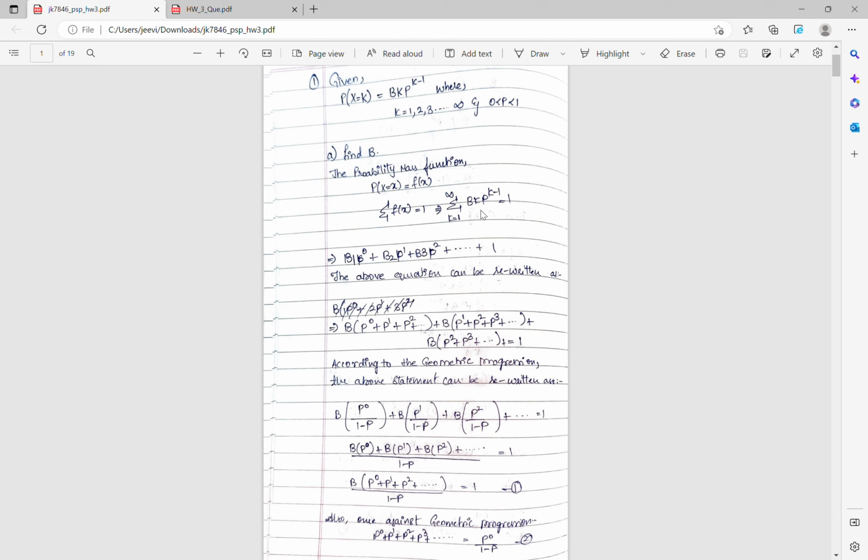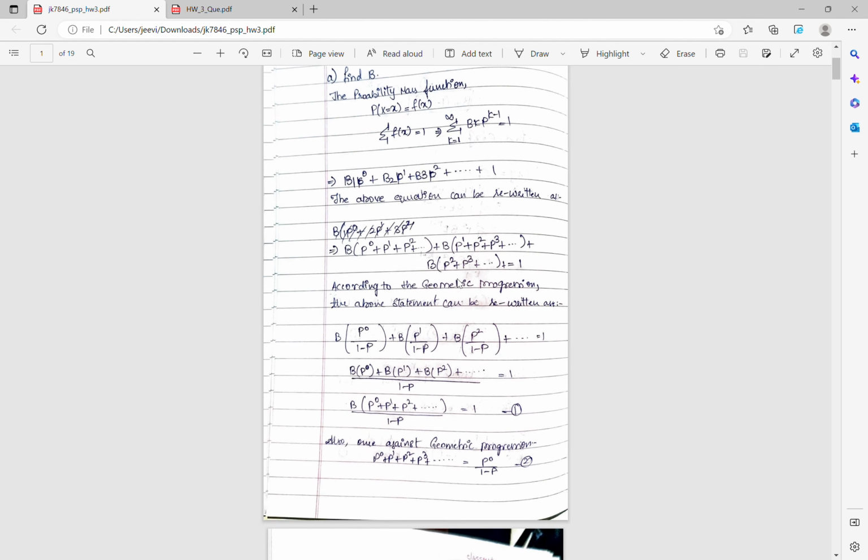Now when we elaborate this equation, we will get b1 p to the power 0 plus b2 p to the power 1 plus b3 p to the power 2 and so on. Now we know that this whole function will be equal to 1. Therefore, as we separate this equation and rearrange it, we will get this one. And according to geometric progression, we can rewrite the above statement as b of p to the power 0 by 1 minus b plus b of p to the power 1 by 1 minus b plus b of p to the power 2 by 1 minus b and so on till 1.